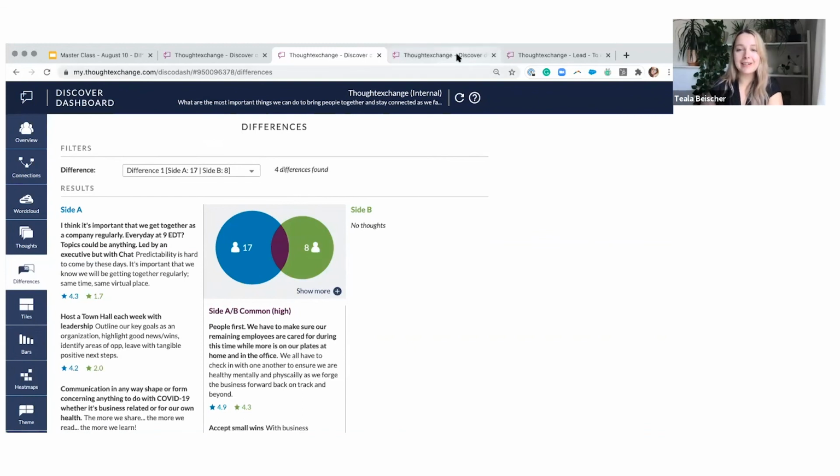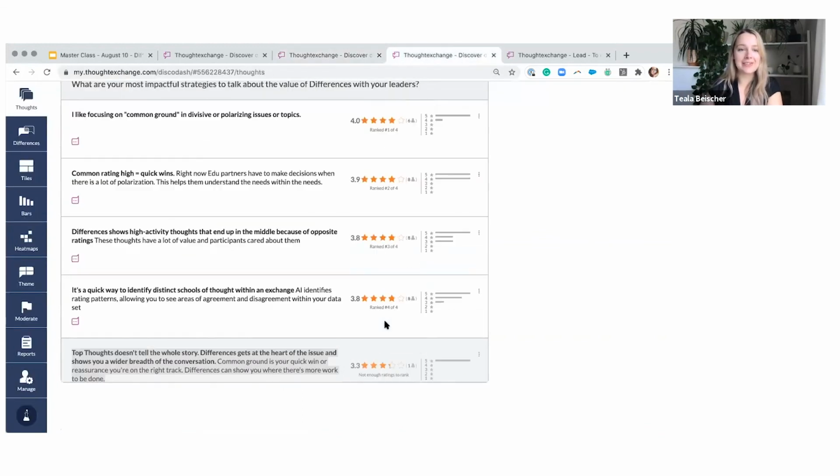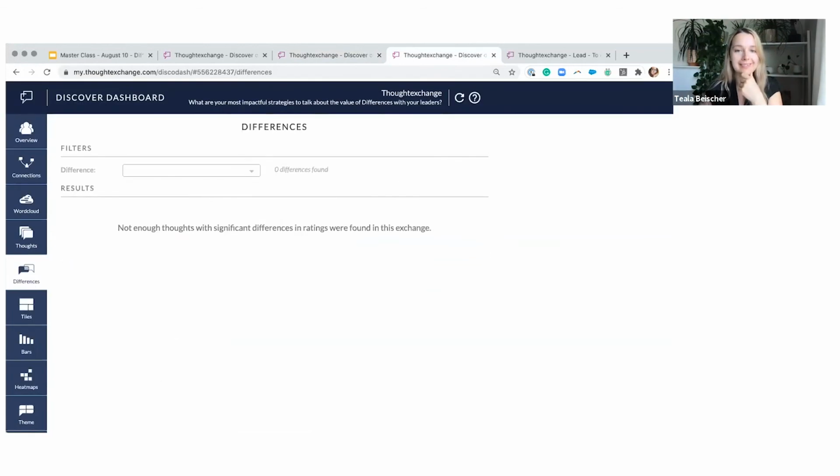And the last one that I want to show you is an exchange here, and I'll click on differences, with no differences. And this does happen sometimes. If the differences tab on your exchange is empty, that means that the algorithm did not pick up on any starring patterns with lots of disparity, most likely because the exchange topic wasn't divisive. And you're going to see this in smaller exchanges quite often.